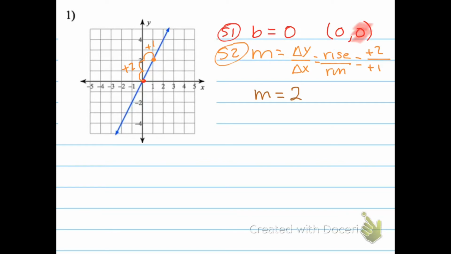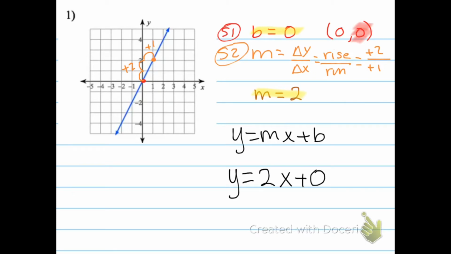Now that we have our y-intercept and our slope, we can put it into our slope-intercept form. Our slope-intercept form is y equals mx plus b, and we have m to be 2 and b to be 0. So our equation will be y equals 2x plus 0, or we can simply erase the plus 0, because if you plus 0, you're not really doing anything. So our equation is just y equals 2x.